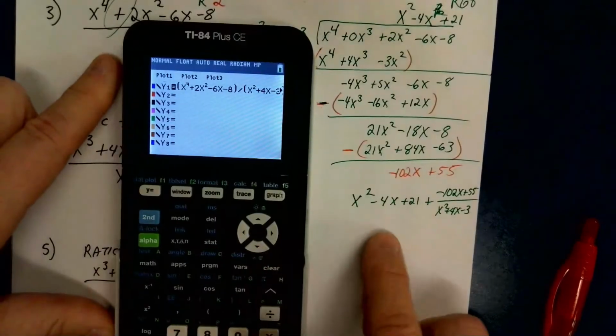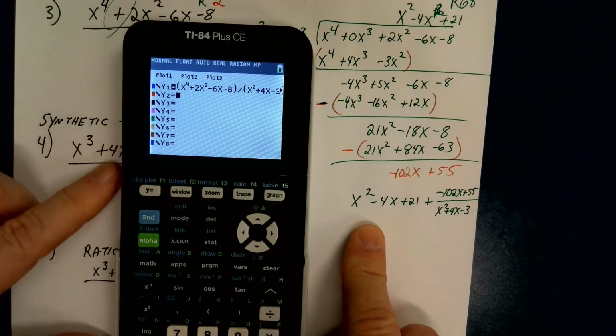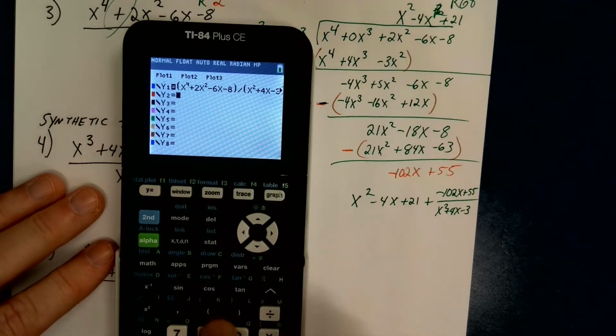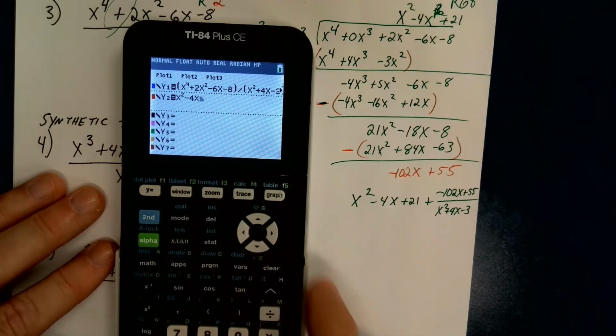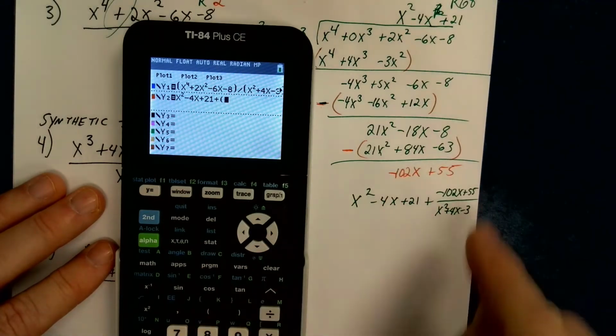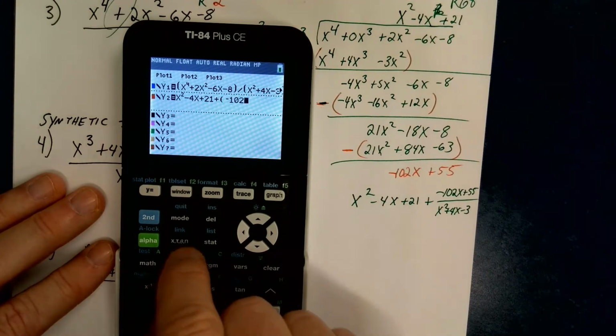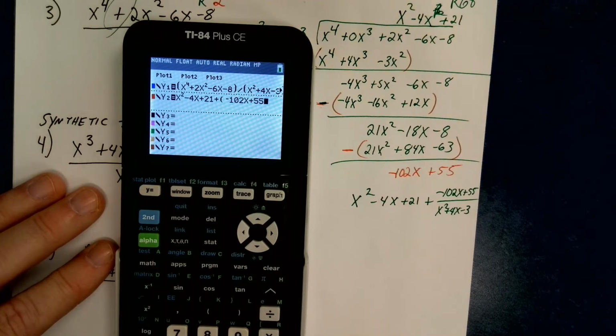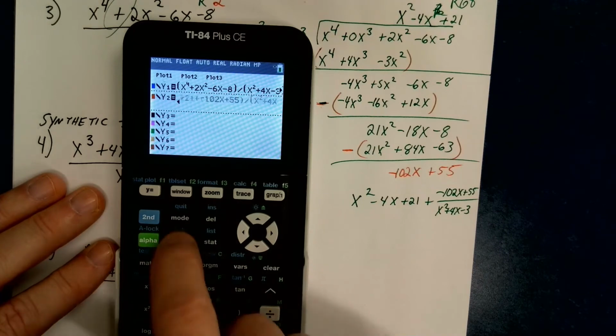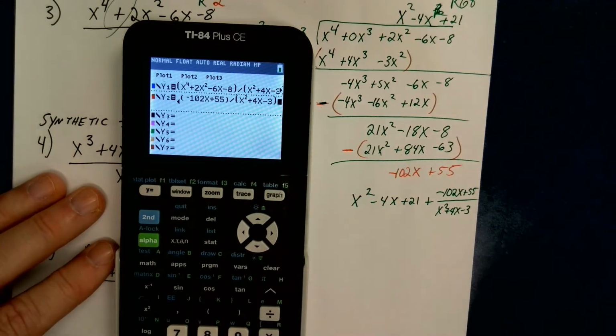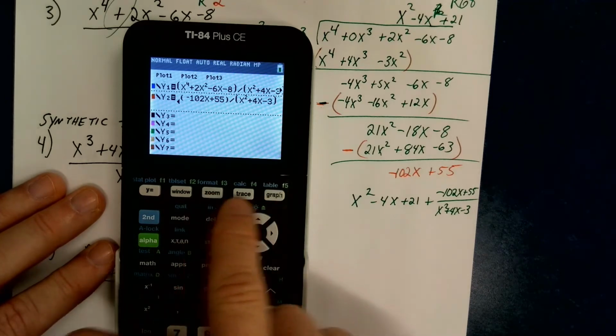Next one, right here, x squared minus 4x plus 21 plus parentheses, because I'm doing my fractions, right? Negative 102x plus 55, close parentheses, divided by parentheses. I got to put them both in it, right? X squared plus 4x minus 3. It's really going to suck if these things don't overlap. Graph.